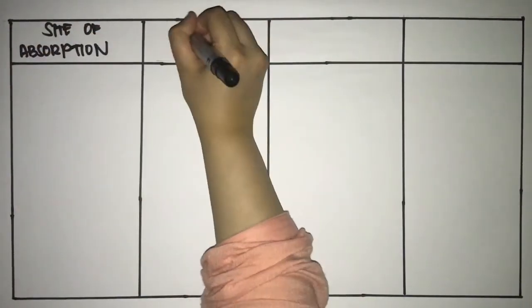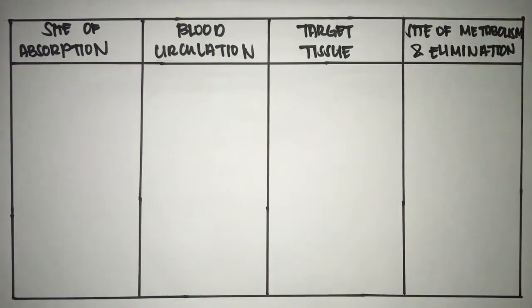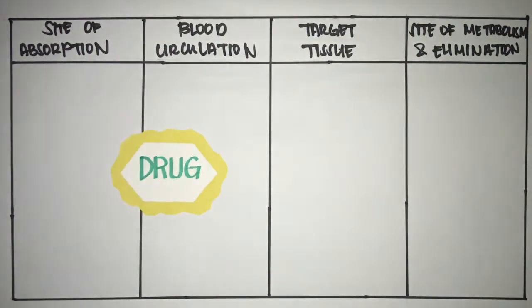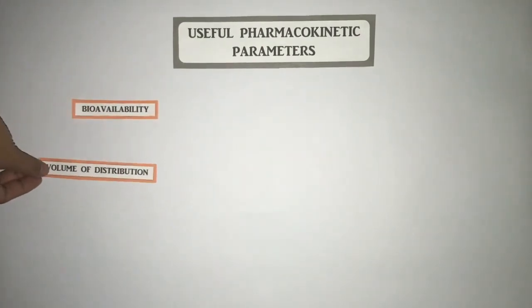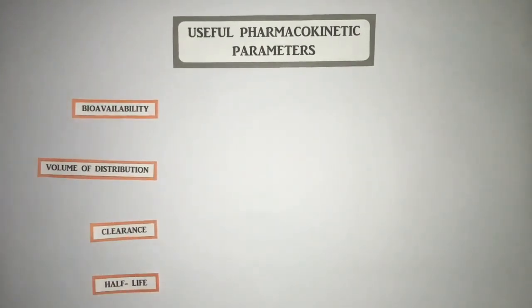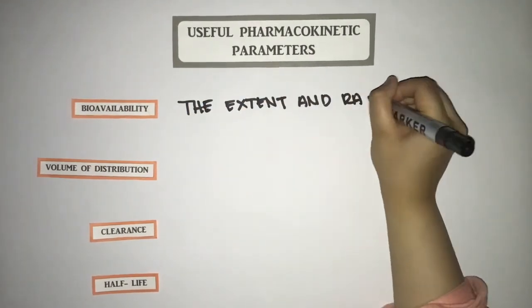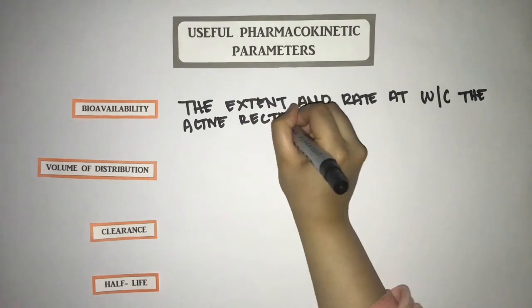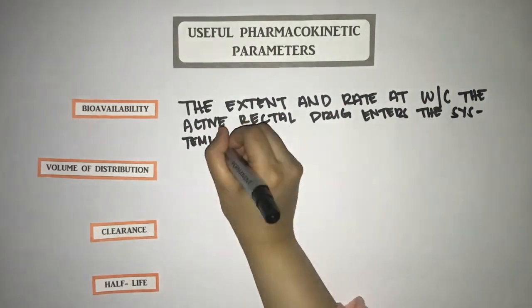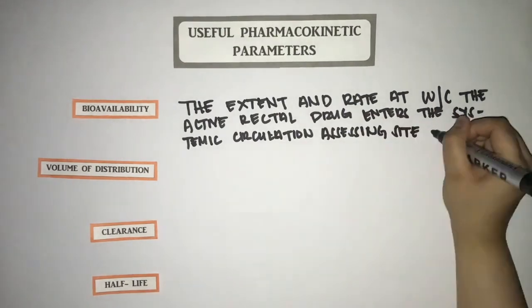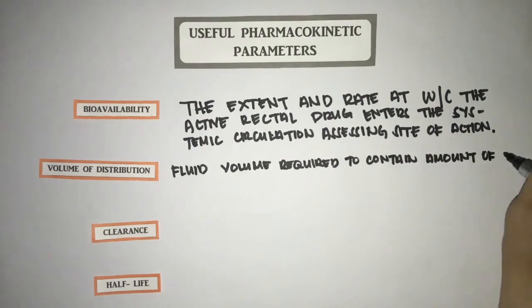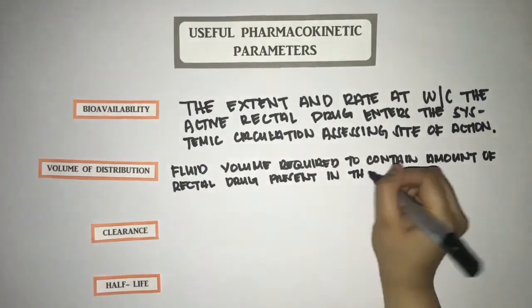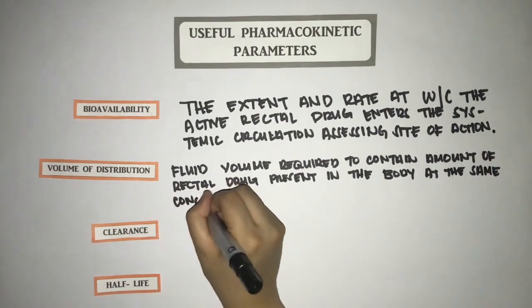As of this time, we have understood the fate of rectal drugs from the site of administration to different bodily tissues, and finally be metabolized and eliminated. In addition, important pharmacokinetic parameters are used. Bioavailability. The extent and rate at which the active rectal drug enters the systemic circulation, assessing site of action. Volume of distribution. Fluid volume required to contain amount of rectal drug present in the body at the same concentration as in the plasma.